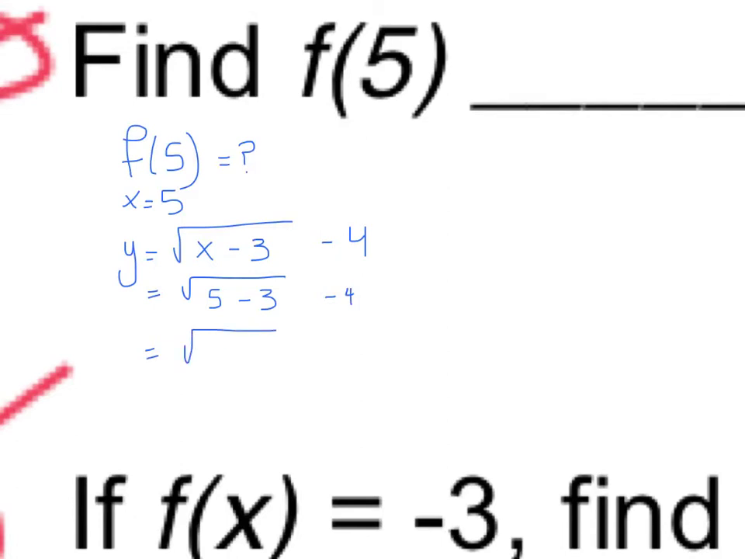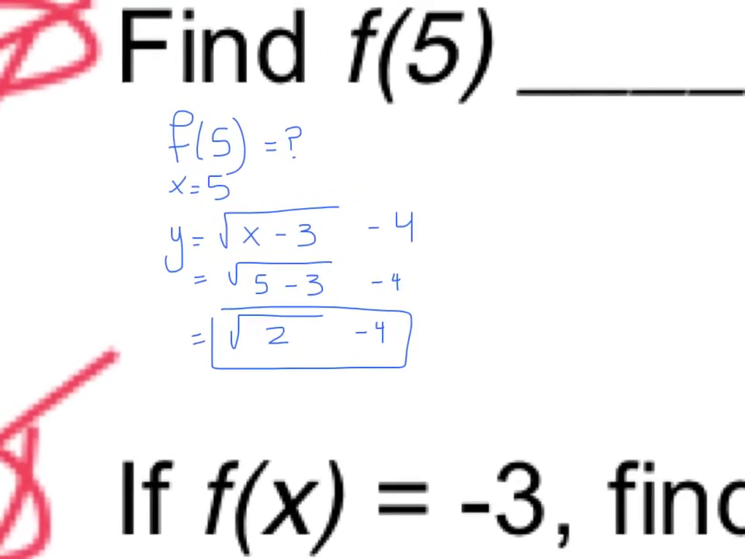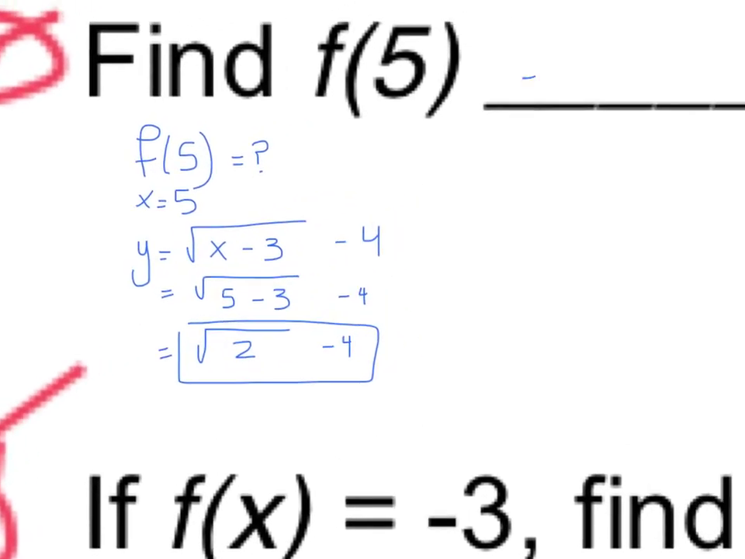Square root of 5 minus 3, so that's a 2 minus 4. So that would be sufficient. You do not have to find what the square root of 2 is since you don't have a calculator. So that would be acceptable. So f of 5 is equal to square root of 2 minus 4.